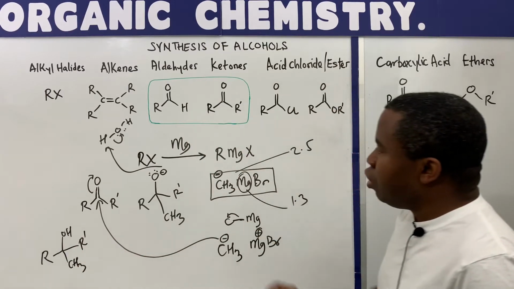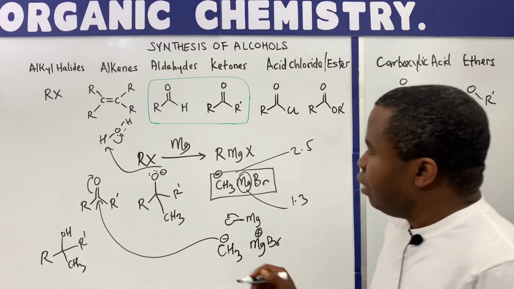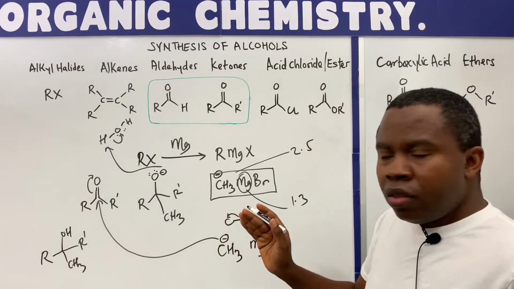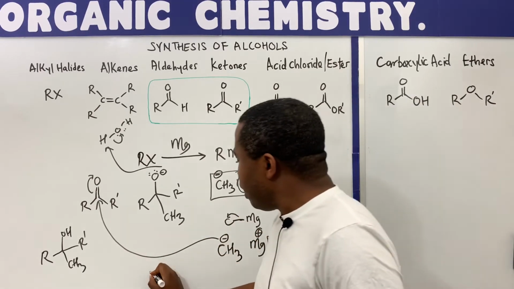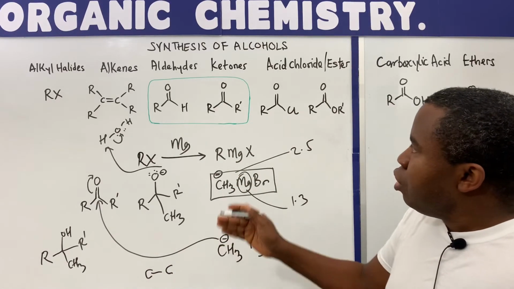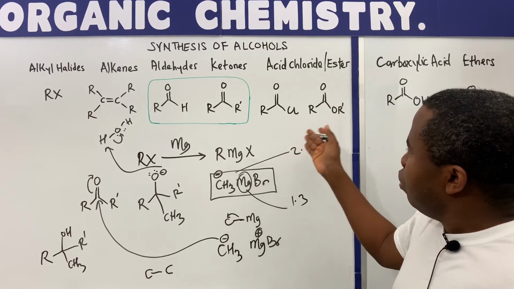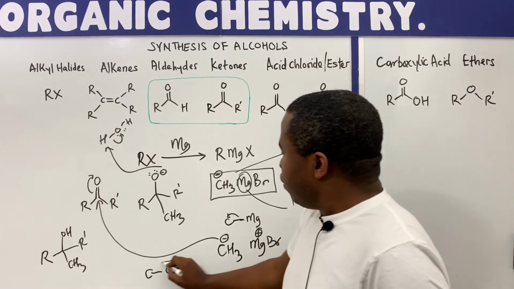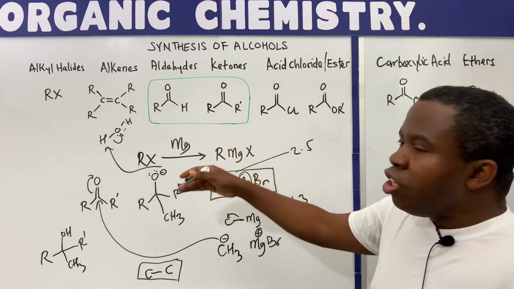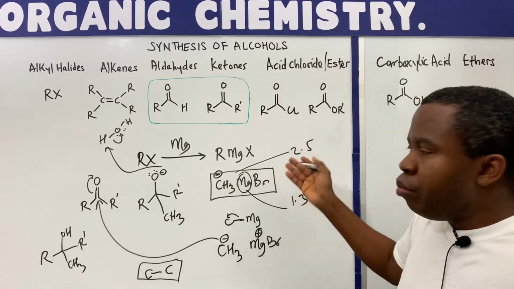One thing that is worthy of note in the Grignard reaction with carbonyl compounds is that we are forming a new carbon-carbon single bond. Unlike the reduction of carbonyl compounds, which also gave rise to alcohol, here we have a new carbon-carbon bond. But in the reduction using lithium aluminum hydride or sodium borohydride, we don't form a new carbon-carbon bond.